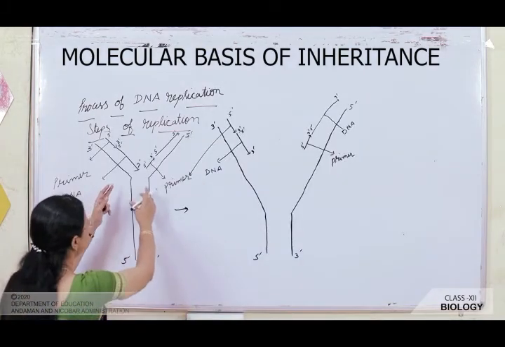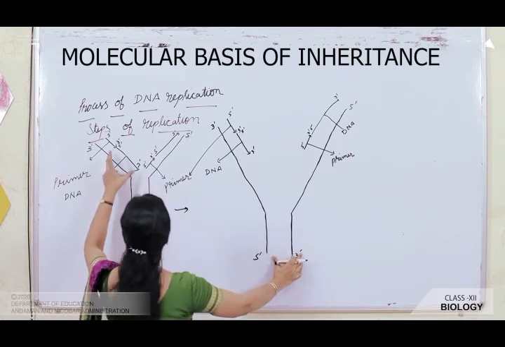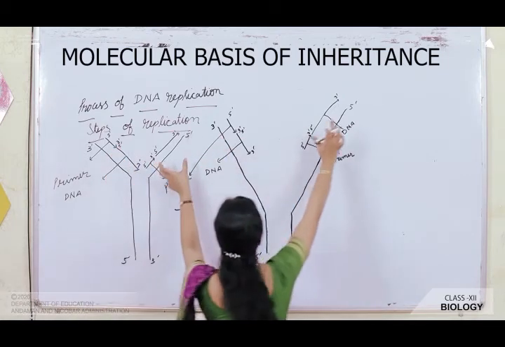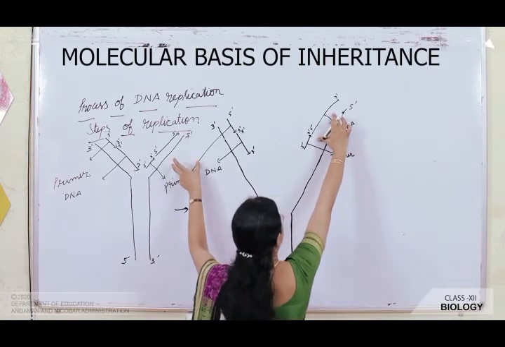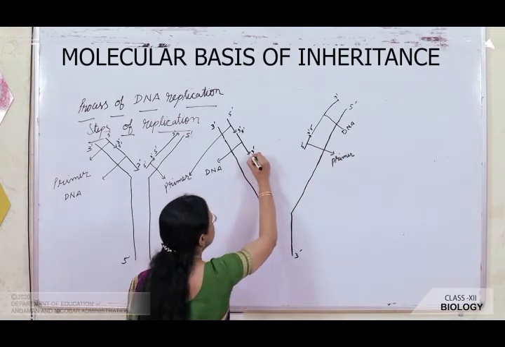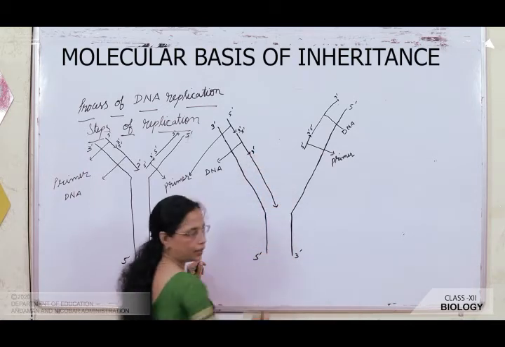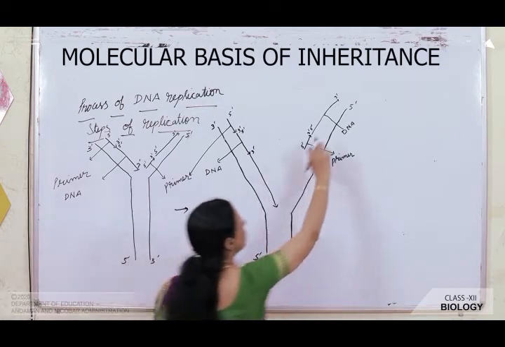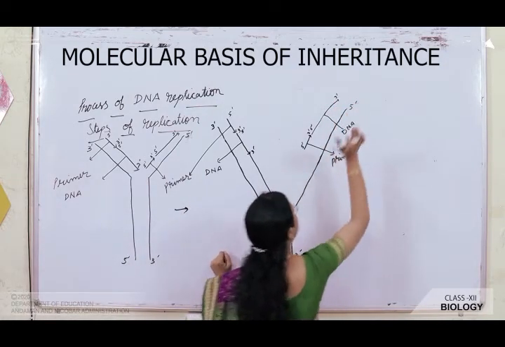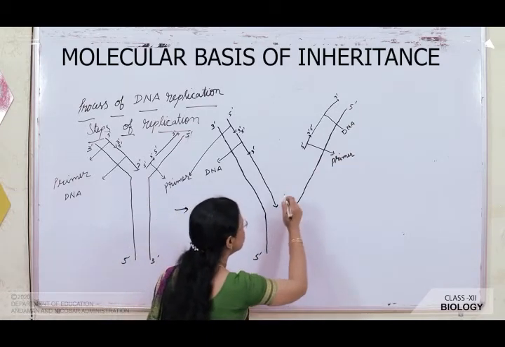Now you see children, this DNA helix is opened. This is that portion, and here this is the next strand's portion. Now this strand will continuously synthesize on the basis of its complementary strand. There is no problem. But this strand will not synthesize continuously because there is no DNA. So what happened? Here, this is the 3' end.